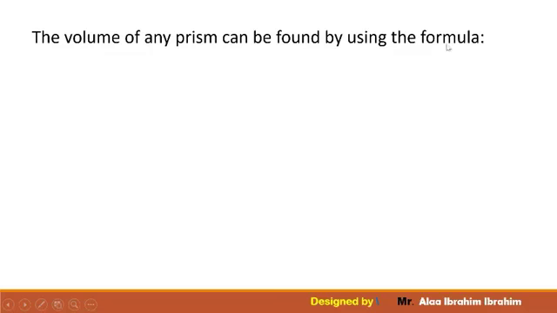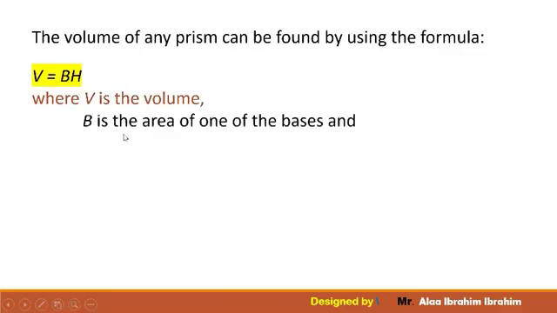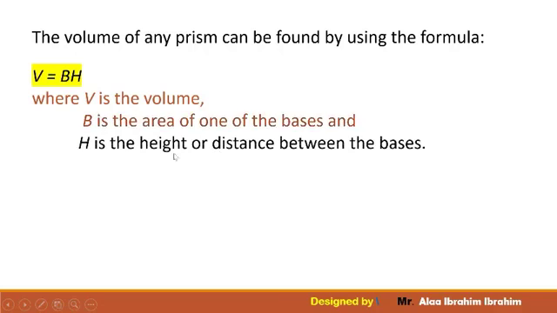We have to follow the formula. In the formula, V means volume, B means base area, and H means the height of this prism, or the distance between the two bases. So V is the volume, B is the area of one of the bases, and H is the height or the distance between the bases.